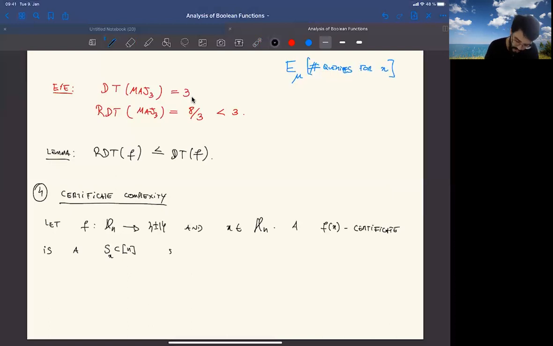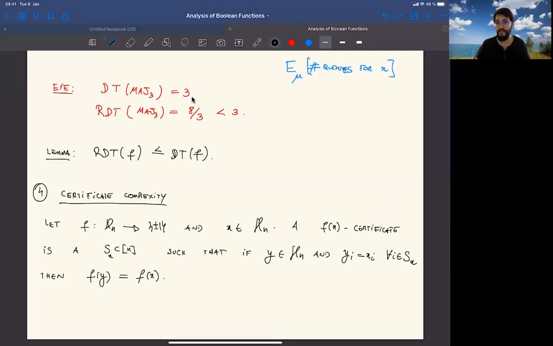The S_X such that if Y is another vector and it coincides with X at those values, then F of Y equals F of X. It has the same value. So that's the notion of certificate. If I want to know when the function has the same value as at X, I just need to compute the values of these variables. That would be a certificate. If they're equal, then I guarantee they are equal to the value of F of X.